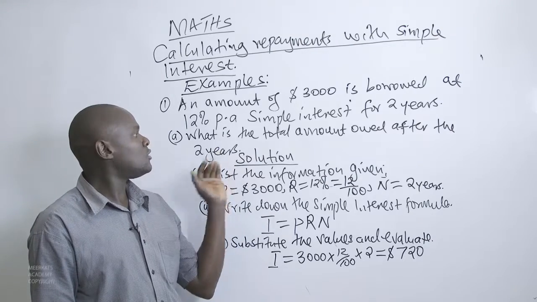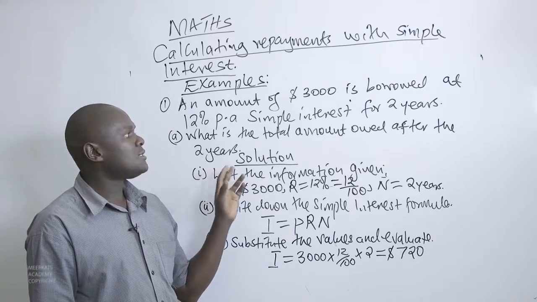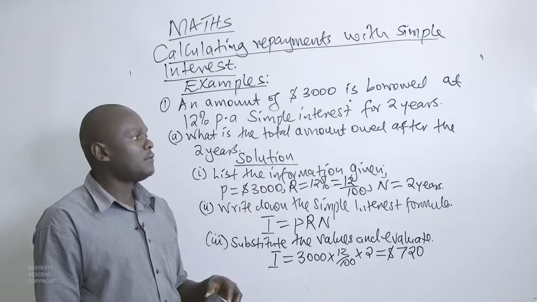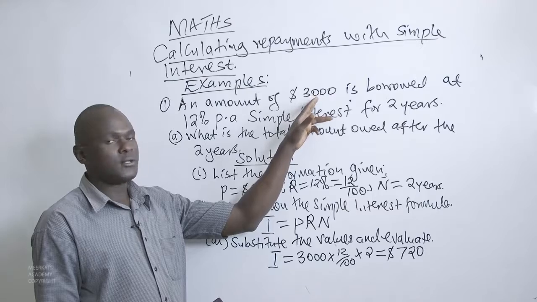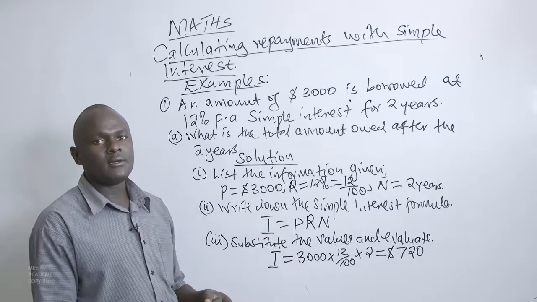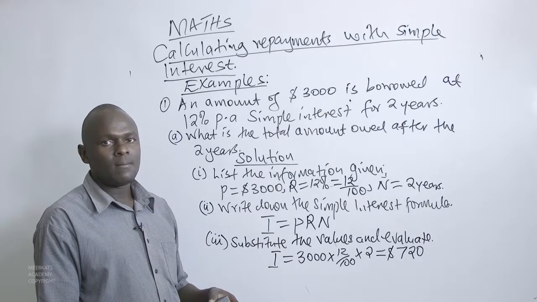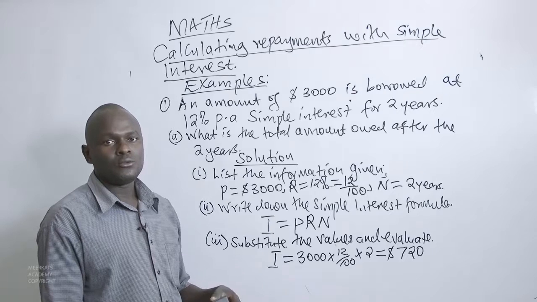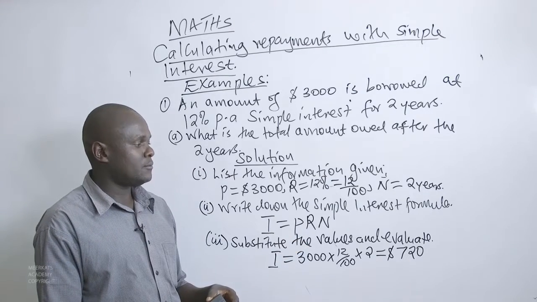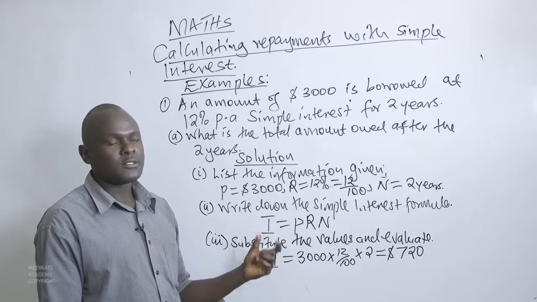But the question was, what is the total amount owed after 2 years? The money that was borrowed is $3,000. So at the end of that lending period, how much does the borrower owe the person who gave out the money? So we need to get the sum.